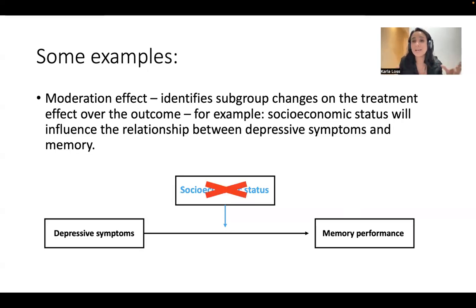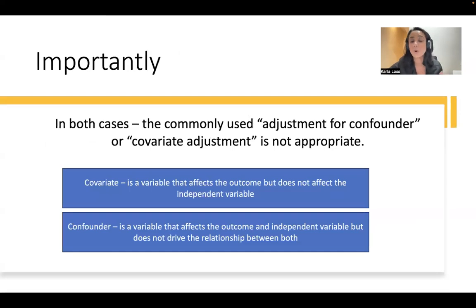So in the setting of lack of socioeconomic status, we find one effect. And in the presence of socioeconomic status, low or high, depending on how you coded your variable, it will change the effect of depressive symptoms over memory performance. So in both cases, the commonly used adjustment for confounder or covariate adjustment is not appropriate.